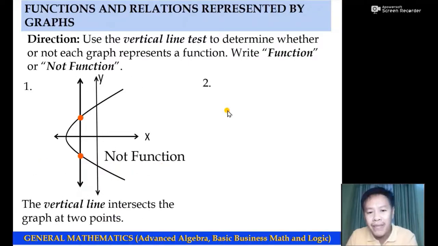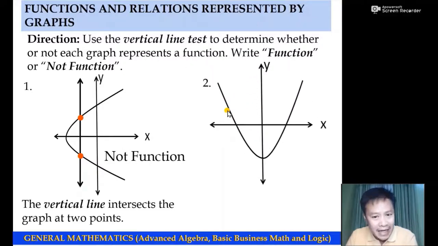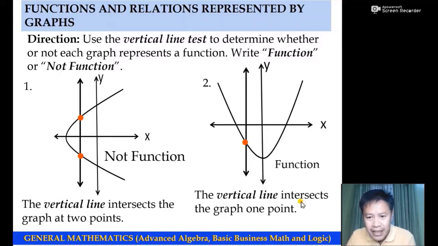We will proceed with problem number 2. The graph is like this one. Some of the students are drawing horizontal line like this one because their aim is to intersect the graph into 2 different points. But the instruction is use vertical line test. Don't be confused with the vertical line test. Vertical line is a line being produced by your body if you are standing. This is a vertical line. Draw a vertical line here. And the point of intersection is only 1. And this is a function. This is a function because the vertical line intersects the graph at 1 point only.